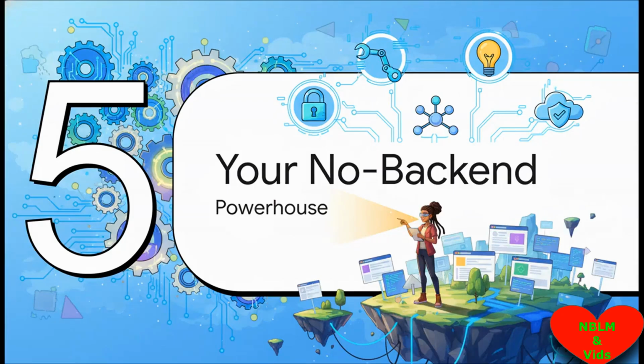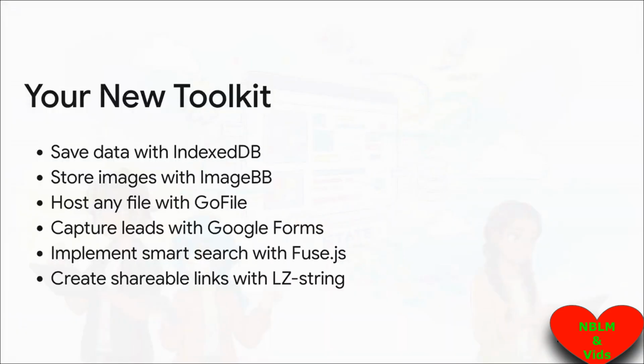And just like that, with 6 targeted little hacks, we've completely transformed our simple front-end project. It's no longer a temporary toy that forgets everything. It's a persistent, functional, and honestly, a pretty powerful tool. So let's just quickly recap your new toolkit. You can now save data locally with IndexedDB. You can handle images in any other file with ImageBB and GoFile. You can capture leads with that sneaky Google Forms trick. You can implement a really smart search with Fuse.js, and you can even create shareable links with LZ-String.